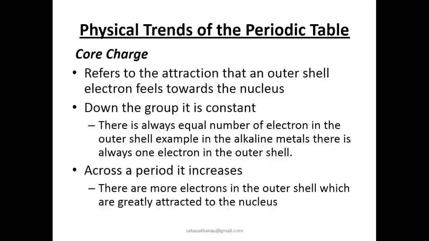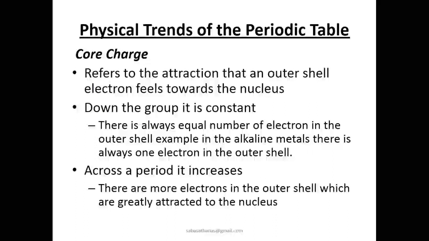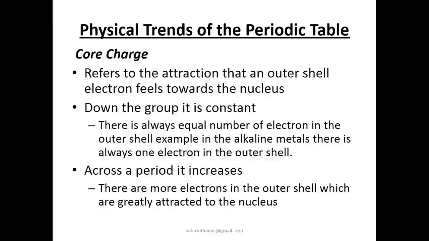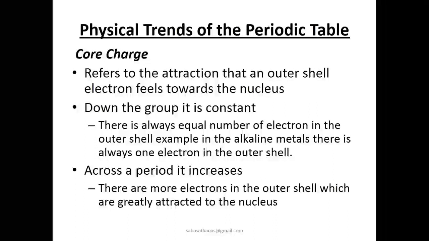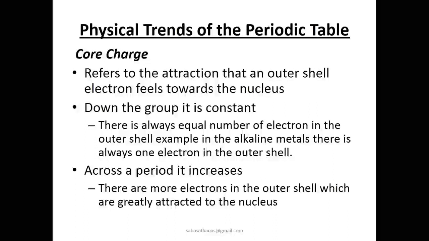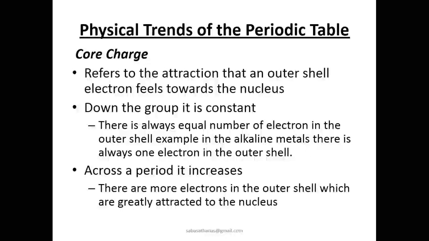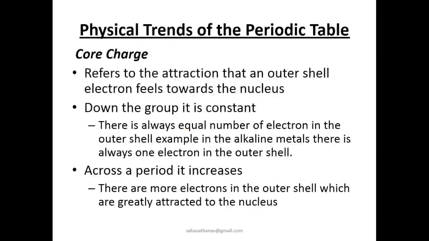Core charge refers to the attraction that an outer shell's electron feels toward the nucleus. Down the group it is constant because the outer shell contains the same number of electrons, but across the period it increases from left to right, and from right to left it decreases. Vice versa is true. That is the so-called core charge.